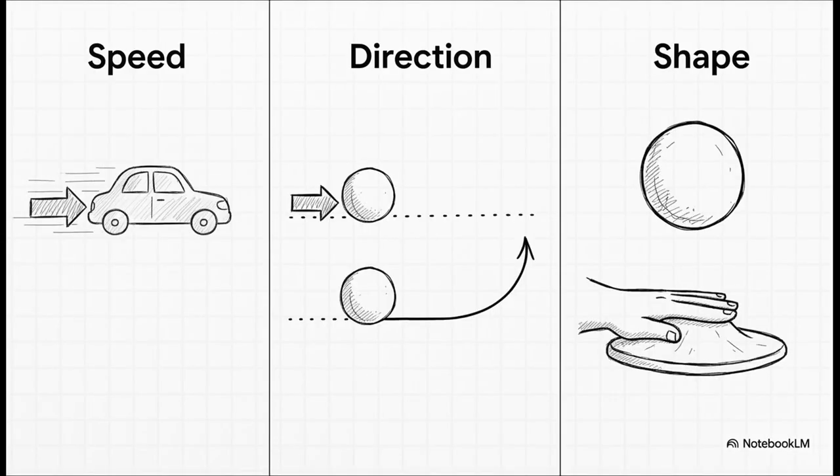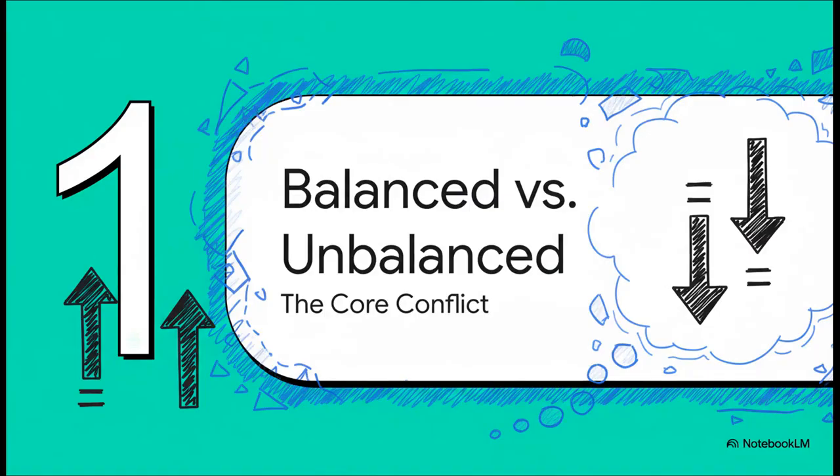Okay, so what kind of change are we talking about here? Well, a force can change how fast something is going, its speed. It can change its direction, knock it off course. And it can even change its actual shape, kind of like squishing a can. And this whole idea of change leads us straight to the main event for today, the big conflict in the story of forces, the constant battle between what we call balanced and unbalanced forces.